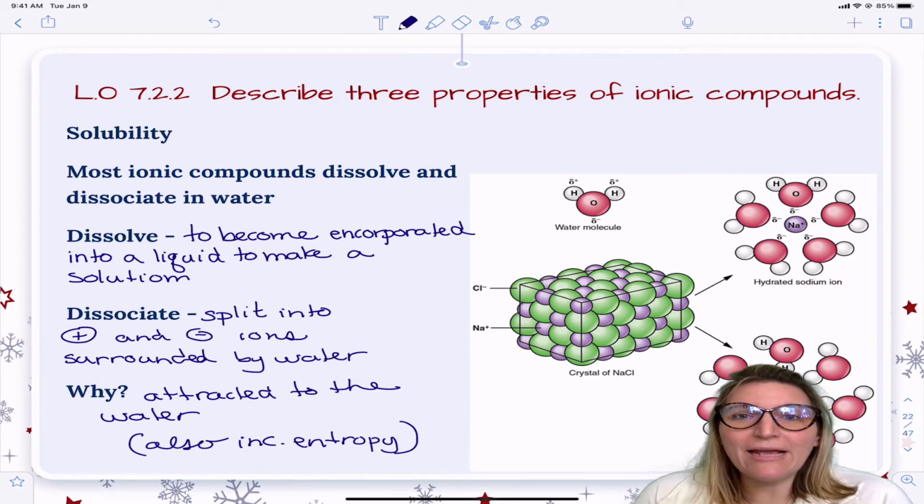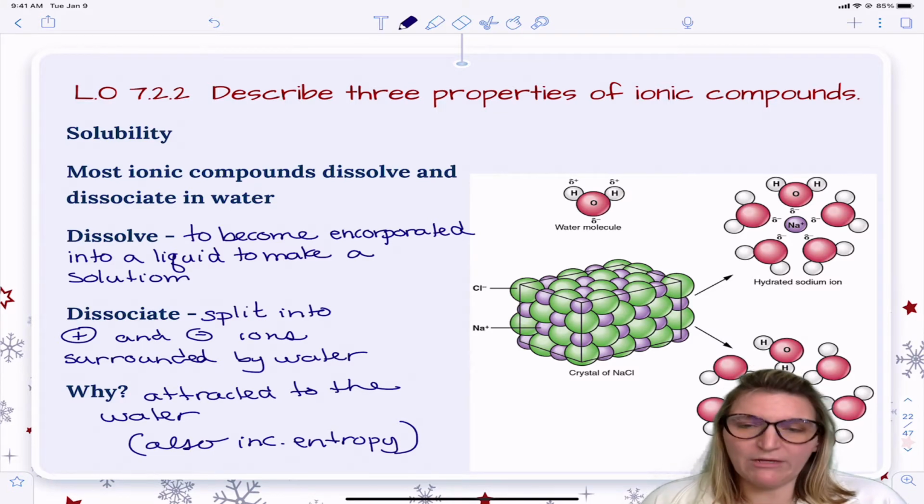Hi, so we're back at the second topic of this chapter, really talking about ionic compounds and specifically their properties. We talked about lattice energy, and lattice energy is going to have a piece in all these other properties. So the first one we're going to be looking at is solubility. In general, ionic compounds are very soluble in water.